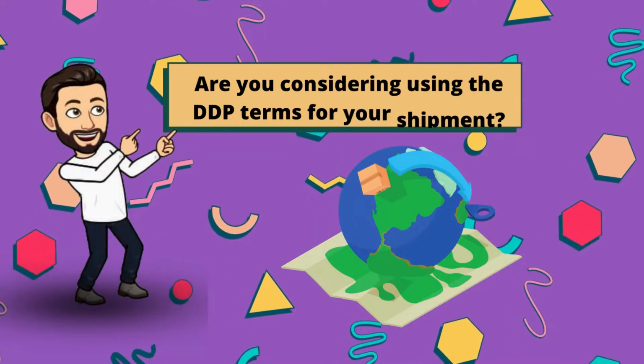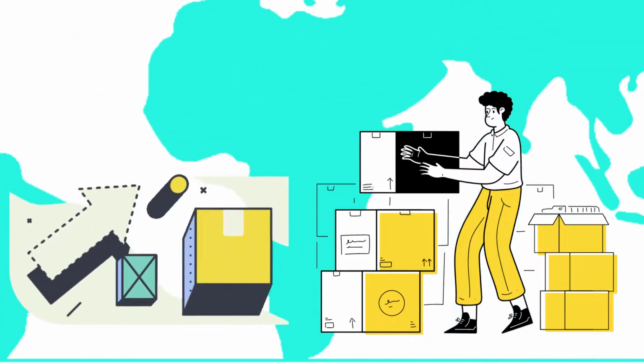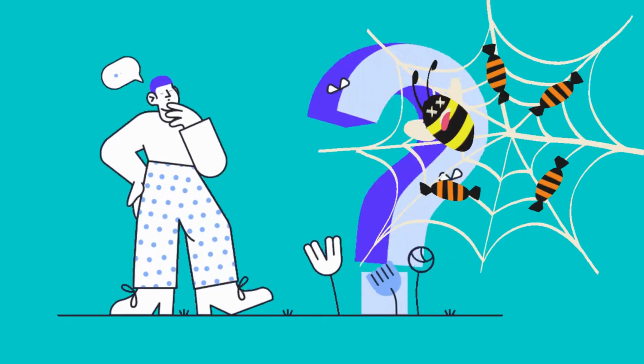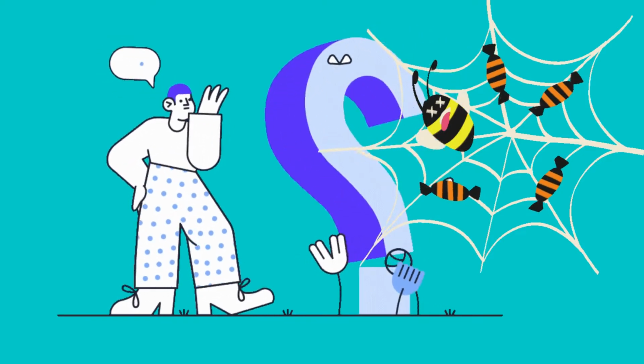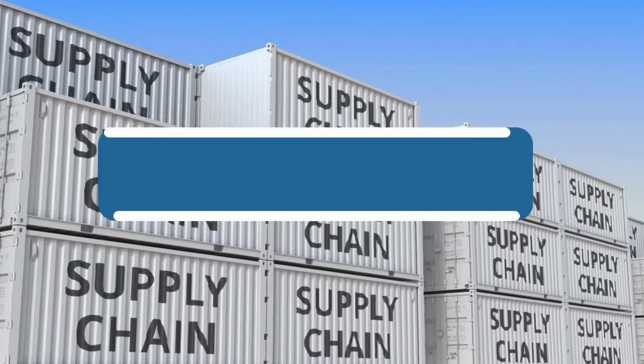Are you considering using the DDP terms for your shipment? Is it your first time importing products to the US? Be careful with DDP terms traps you don't know. What are DDP traps and how to avoid them?